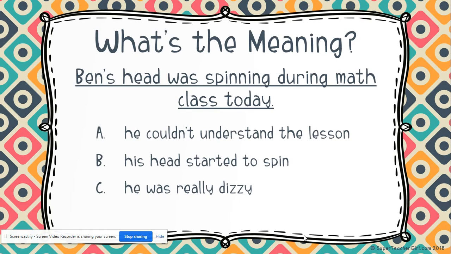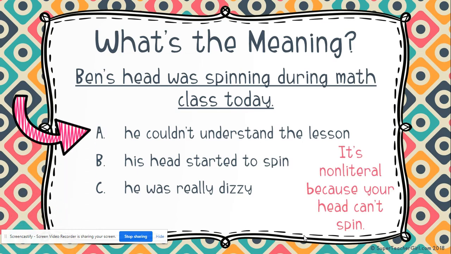Ben's head was spinning during math class today. Could that really happen? Could you actually see somebody's head physically spin? No. So we know that's non-literal. So does it mean A, he couldn't understand the lesson? B, his head started to spin? Or C, he was really dizzy? It's A. He couldn't understand the math lesson. His head was just spinning, like, what's going on? I don't understand. It's non-literal because, like I said just before, your head cannot literally spin.